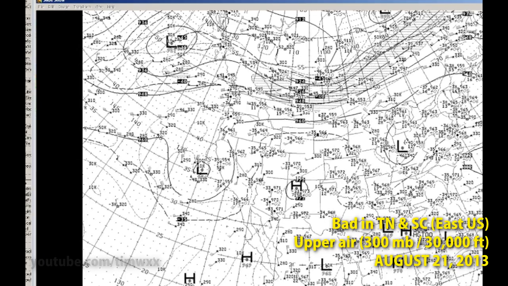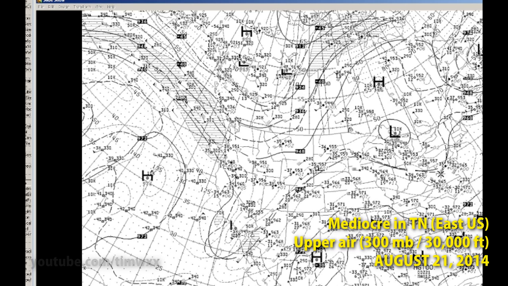I don't have the chart for 2012, but 2013 was a bad year, Tennessee and the Carolinas. And I'm not too sure if we can tell anything from this chart. However, there is a southwest flow there. So I suspect, that's a little bit unusual. So I would be concerned about that. 2014 was an average year, a little bit of a problem in Tennessee.